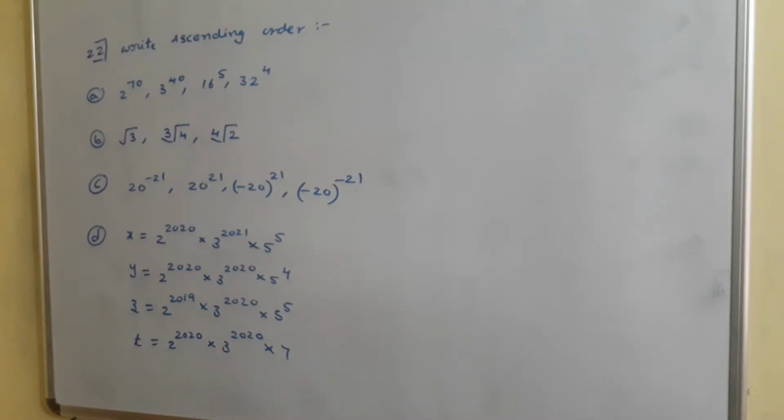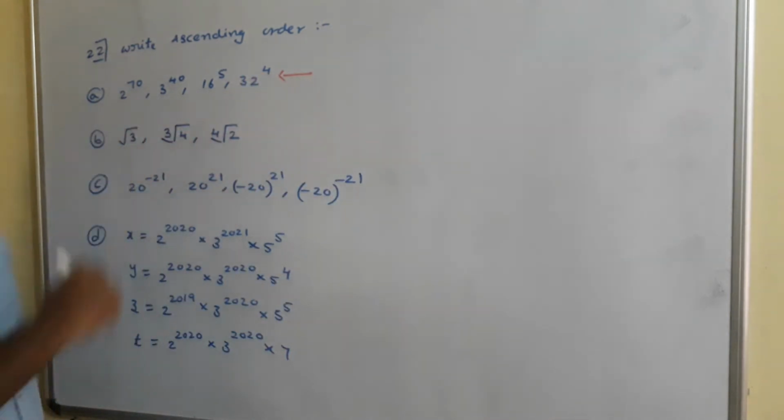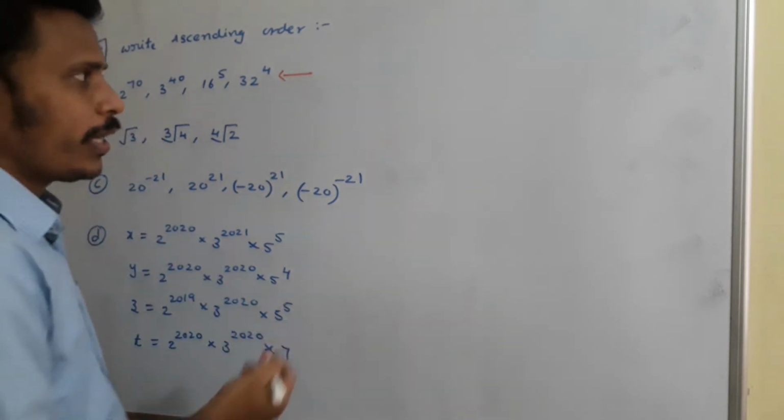We need to write the ascending orders for the given problems. Just observe the given one. First problem: 2 power 70, 3 power 40, 16 power 5 and 32 power 4. We need to arrange them in ascending order. One thing is very clear.